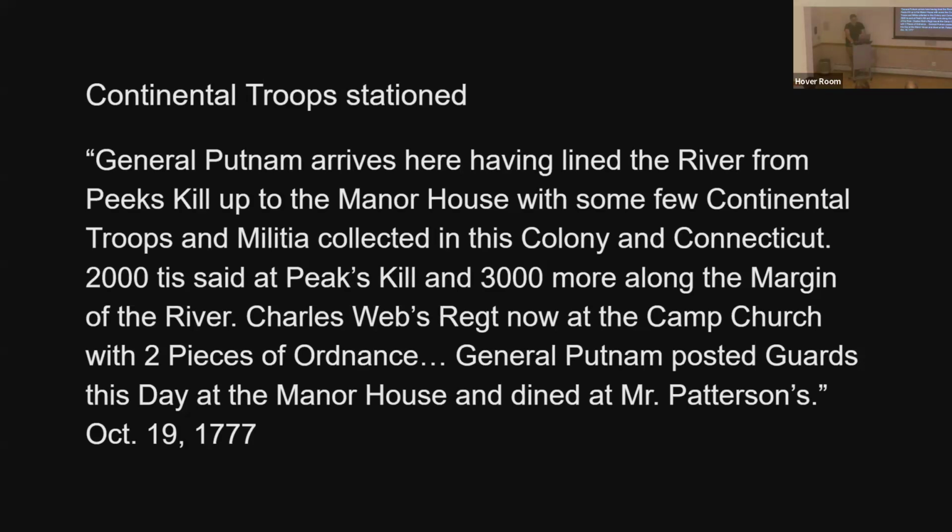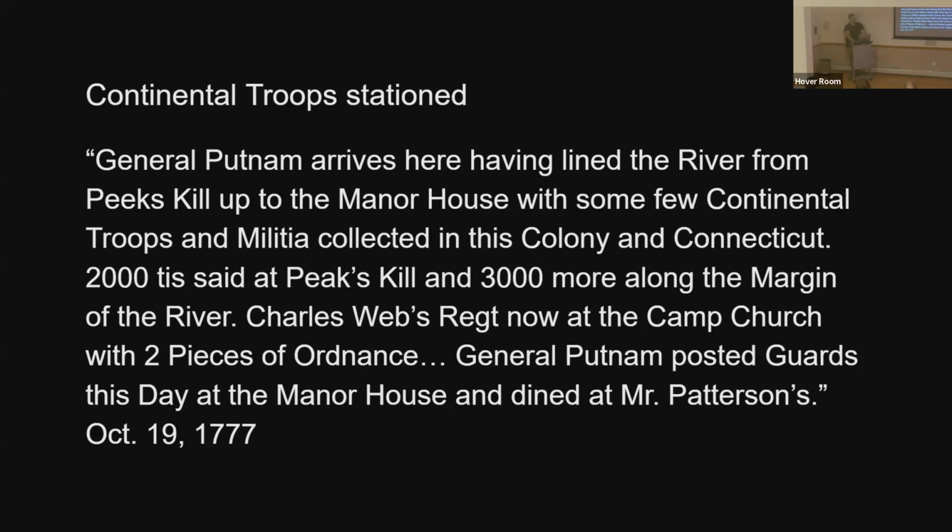In October 1777, General Israel Putnam has troops lined all the way from Peekskill all the way up to the Livingston Manor House, roughly 2,000 or 3,000. A really thin line defending the Hudson River Valley from British incursions on the Hudson River in that time. Charles Webb's regiment is now at the camp church with 2 pieces of ordnance.